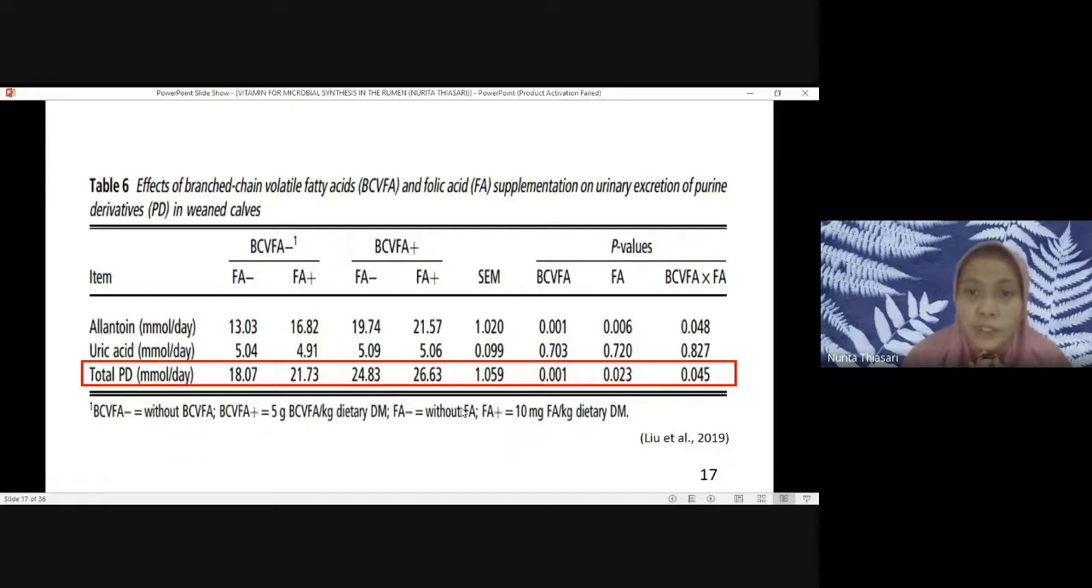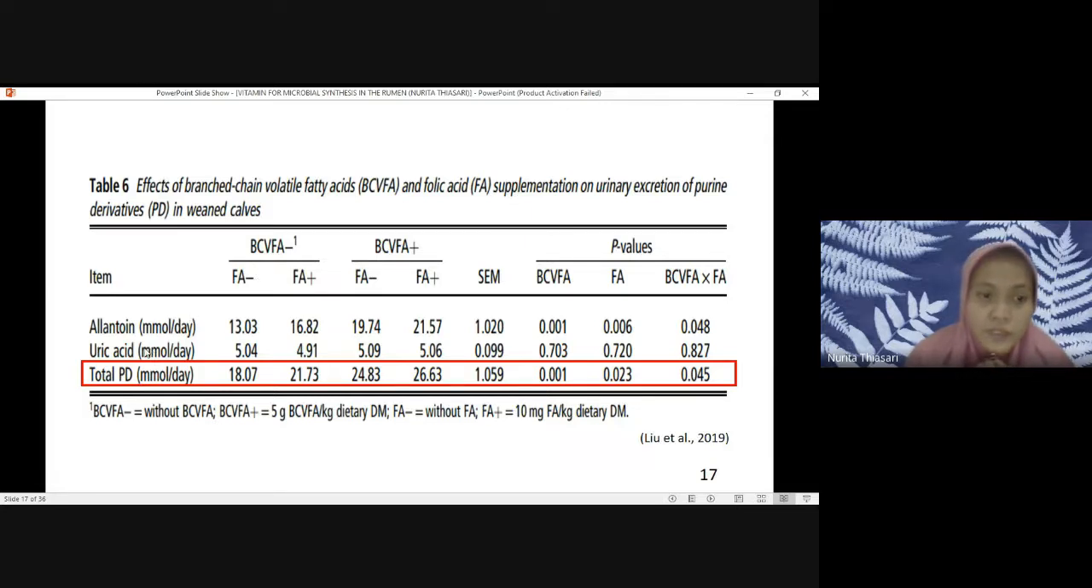And then I move to another experiment. This experiment is about branched-chain volatile fatty acid and the addition of folic acid. Here, they add the BCVFA, with and without the BCVFA, also with the addition of folic acid and without folic acid.